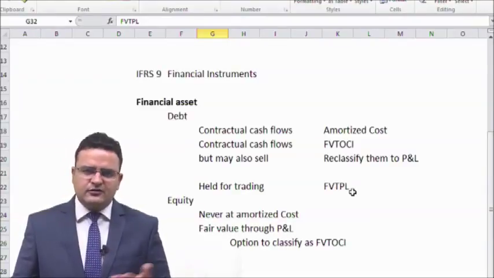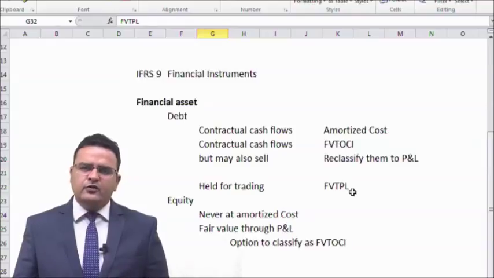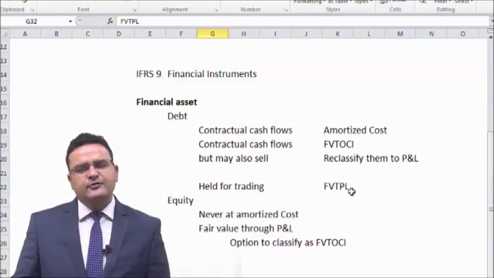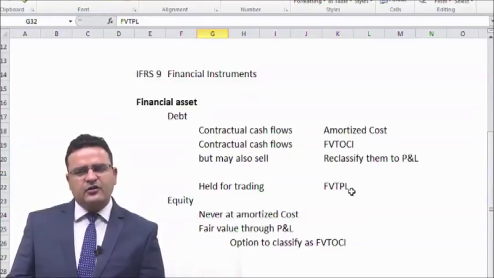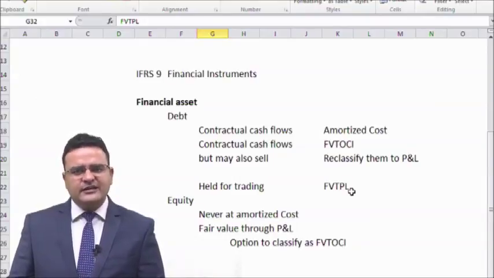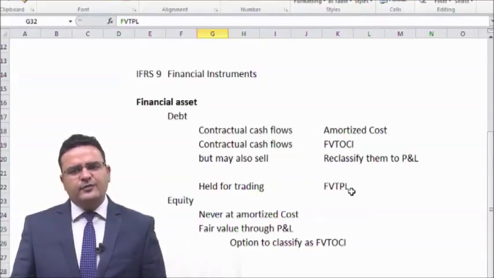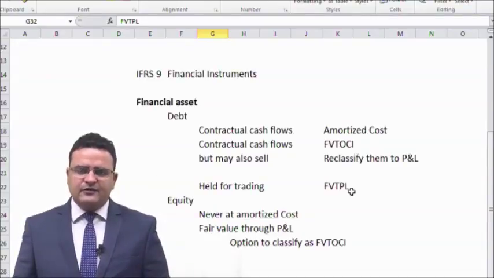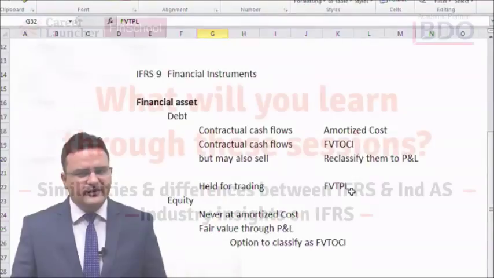Even if I'm discussing consolidation, I'll be sharing with you which were the standards which were applicable earlier. Like IAS 27 was the standard for consolidated financial statements. It is being replaced by IFRS 10 consolidated financial statements. IAS 17 will be replaced by IFRS 16. IAS 18 is already replaced by IFRS 15, and IAS 11 is also replaced by IFRS 15. There are many interpretations as well which are being replaced.